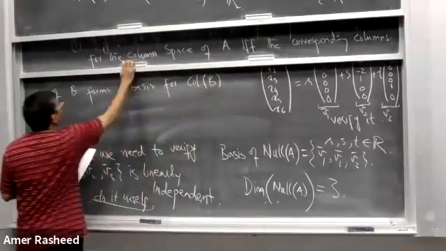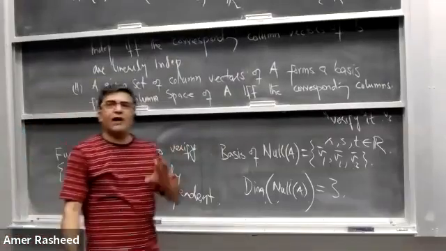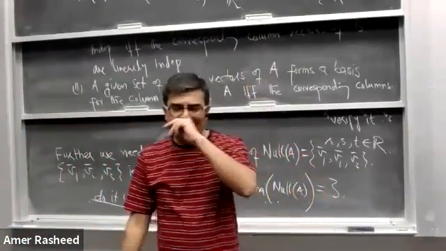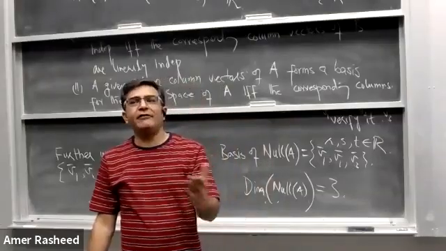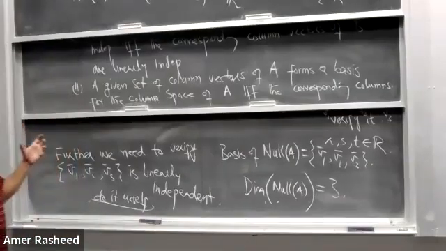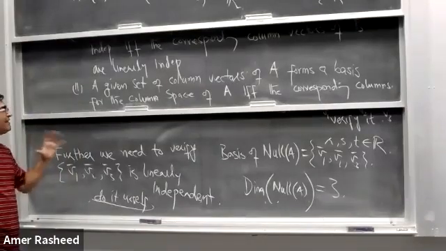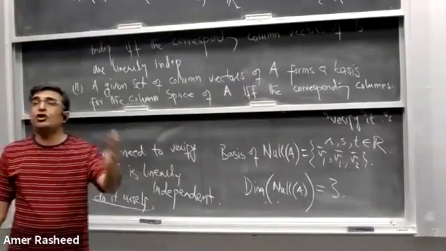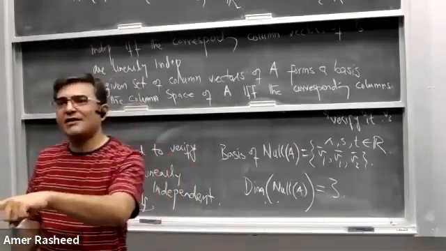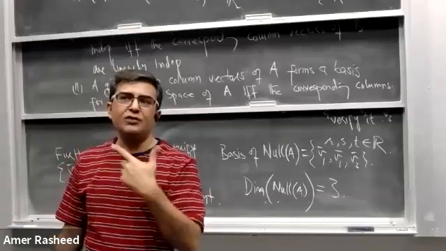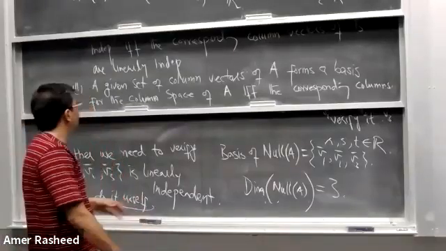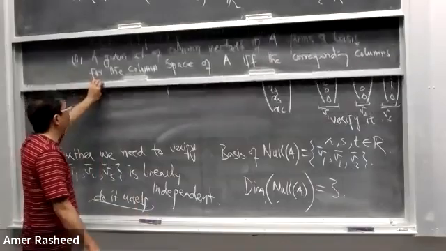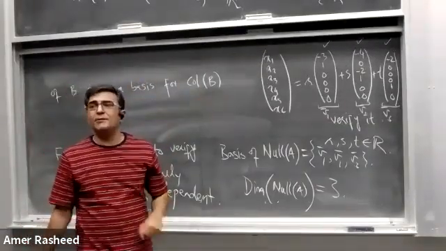Okay. So what does it mean? If we have two equivalent matrices, then the column vectors of A will be linearly independent if and only if the column vectors of B are linearly independent. The second result is also very important. A given set of column vectors of A forms a basis for the column space of A if and only if the corresponding columns of that equivalent matrix B, which has already been reduced into echelon or reduced echelon form, form a basis for the column space of B.